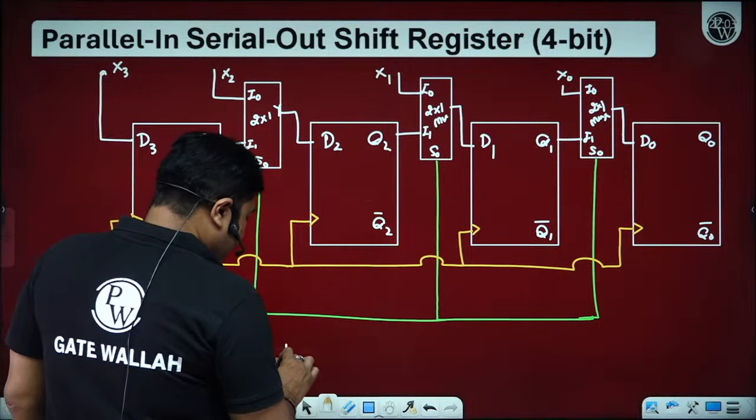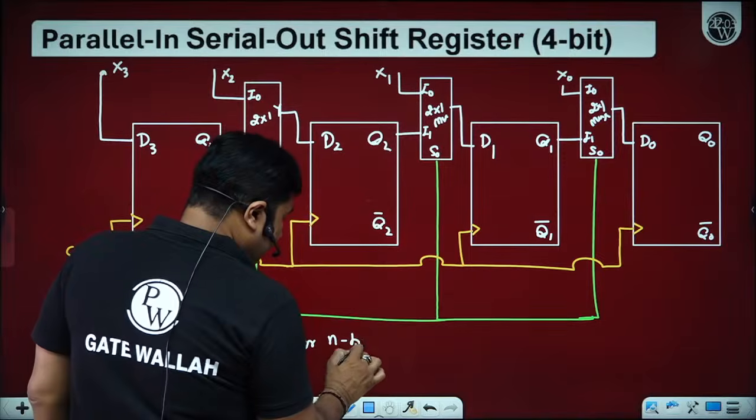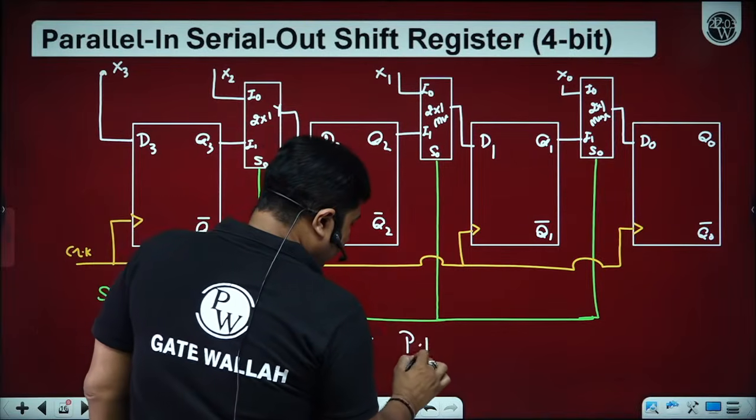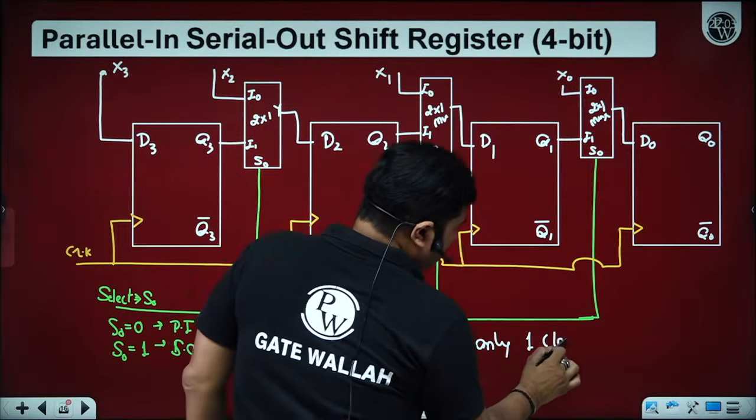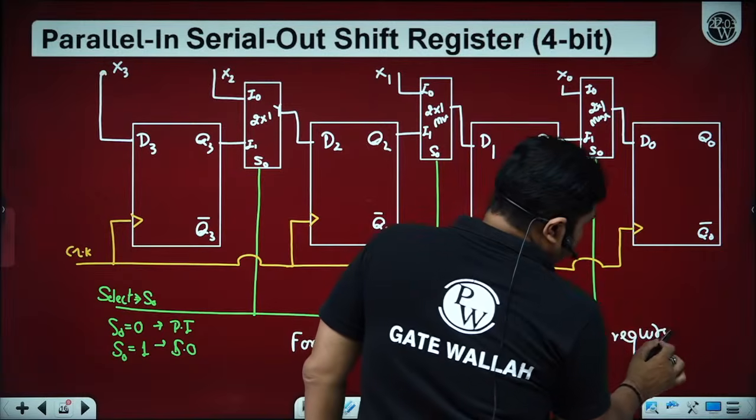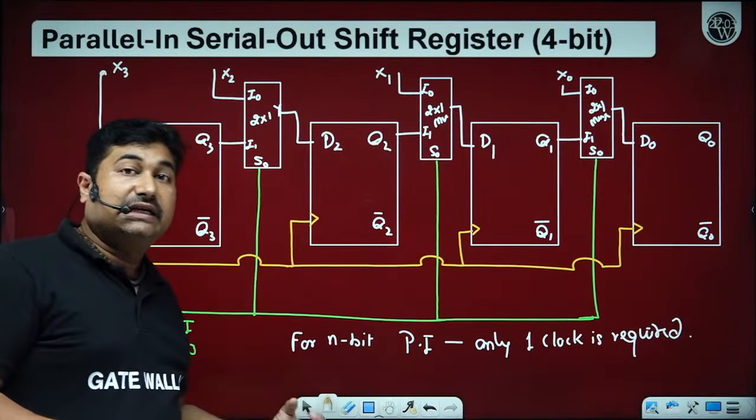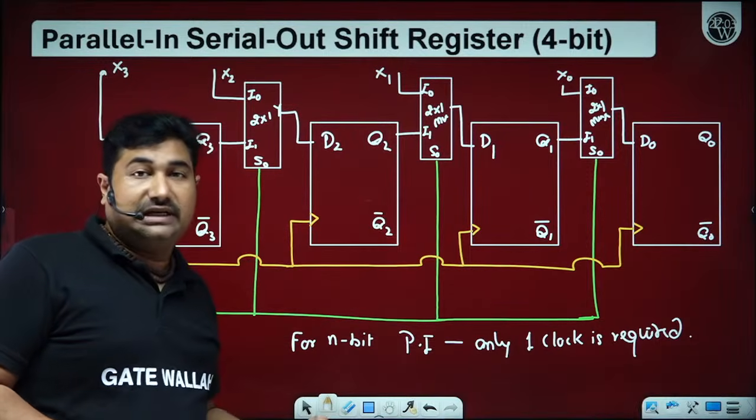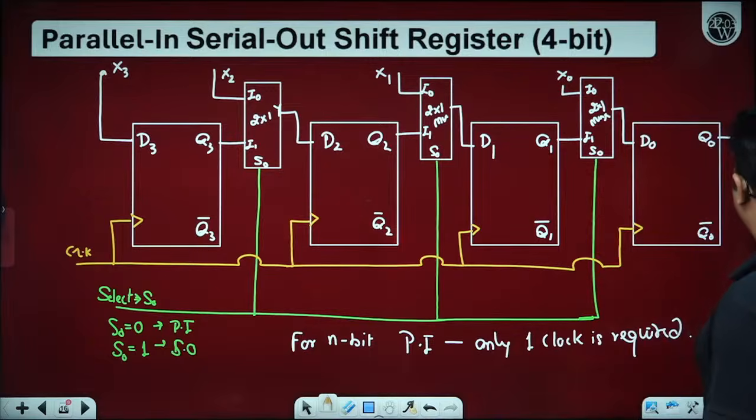So for n-bit parallel in, only one clock is required. It is very easy and very fast to store the data. Now let's talk about retrieval. We are getting retrieval at the S0 pin.